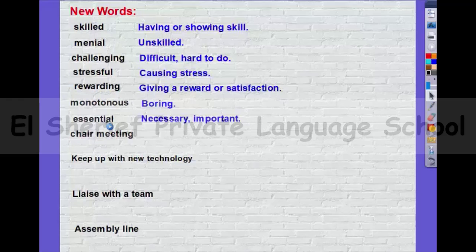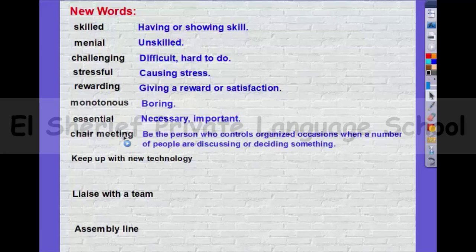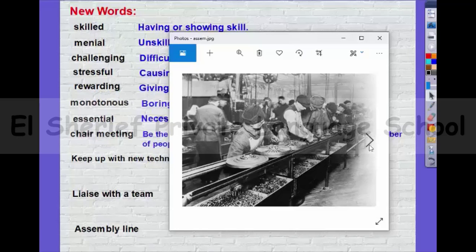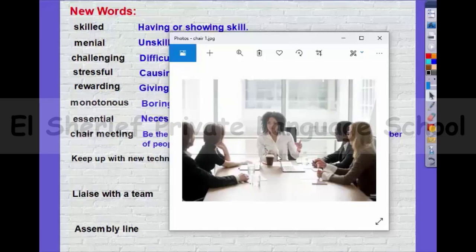Essential, necessary or important. So I can say water is essential for living things. Chair a meeting. To be the person who controls organized occasions when a number of people are discussing or deciding something. So you're the one in control of this meeting. Like this picture here. This is a picture of someone who is chairing a meeting.